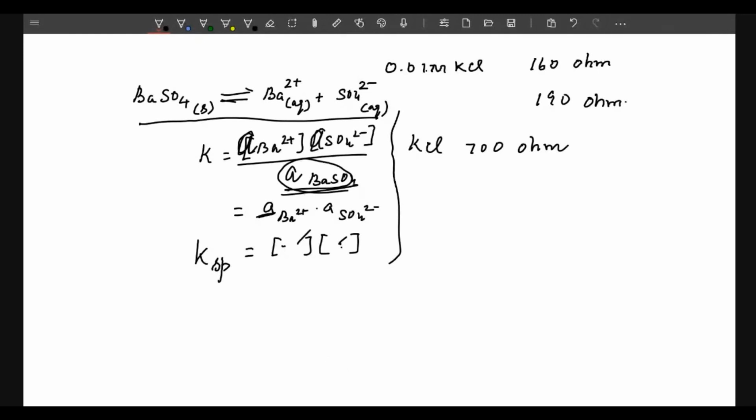Now, I think you understand this. It's not undergoing partial ionization, it is complete ionization. These ions are in equilibrium with the barium sulfate, the insoluble solid. Okay?